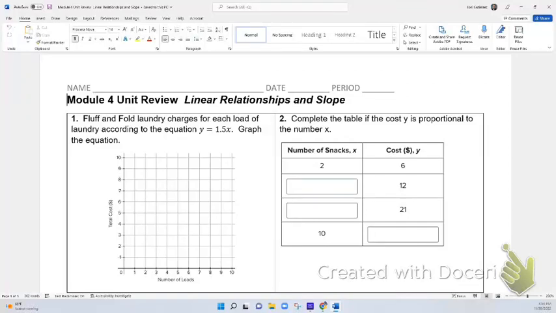So we have a unit test or module test this Friday. So here is your review.